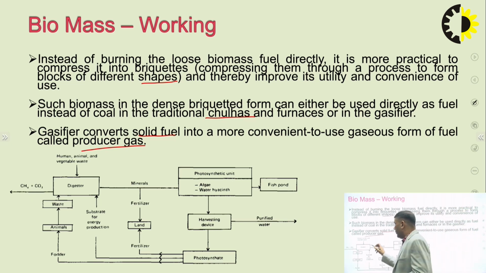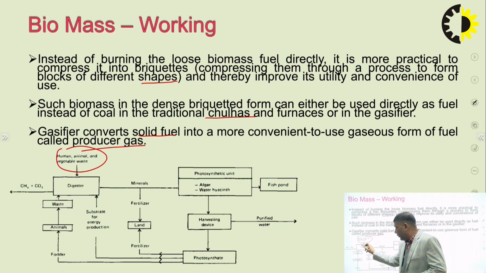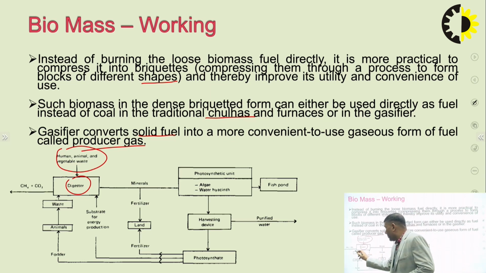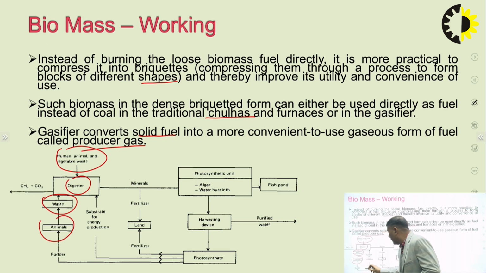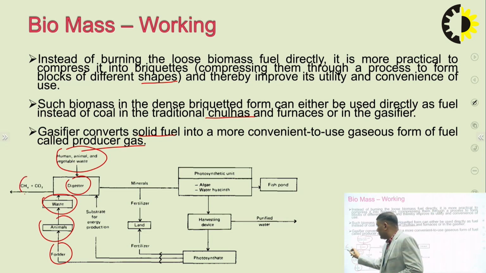Basically we have human, animal or vegetable waste, which is put into some digester, along with animal fodder also. And what will be the outcome of the digester? CH4 plus CO2. CH4 is methane gas and CO2 is carbon dioxide gas.